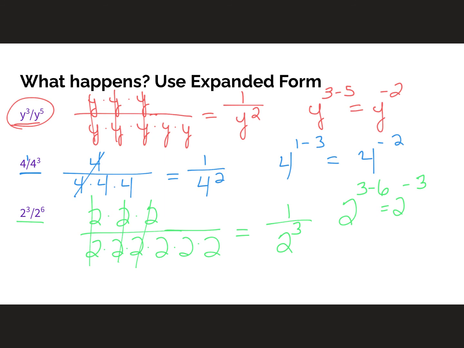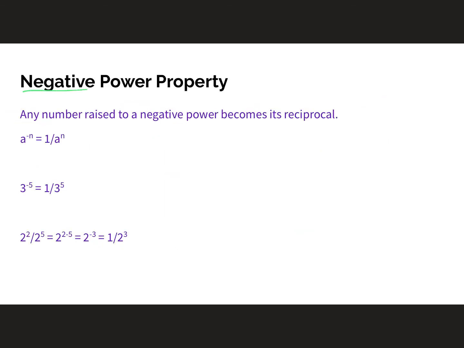Okay, so this is where we get this rule. The negative power property. So any number raised to a negative power becomes its reciprocal. Remember, reciprocal just means that we go from it being something like 4, which is also the same thing as 4 over 1. The reciprocal will be 1 over 4. So if I have any number raised to a negative exponent, it's the same thing as 1 over the number raised to the positive version of that exponent. So 3 to the negative 5th power is the same thing as 1 over 3 to the 5th power.